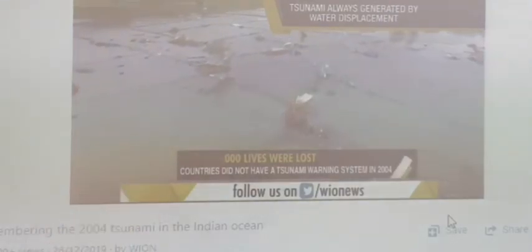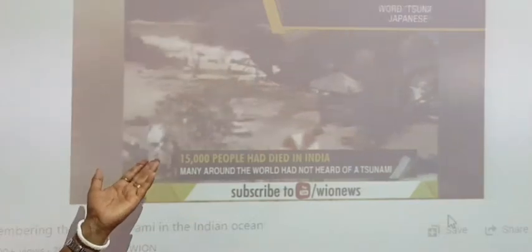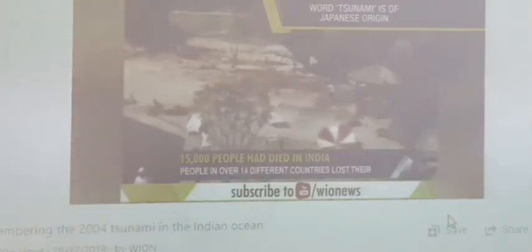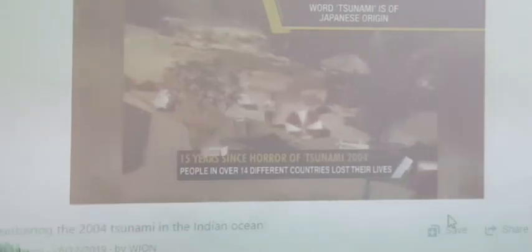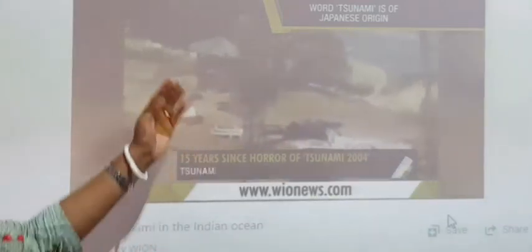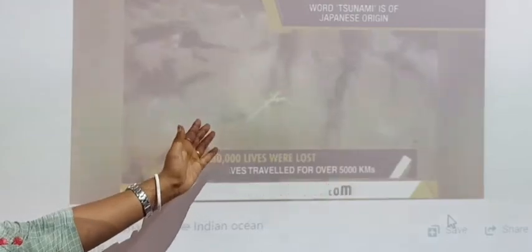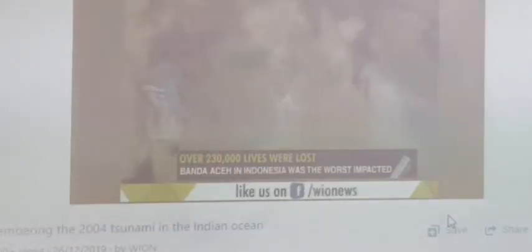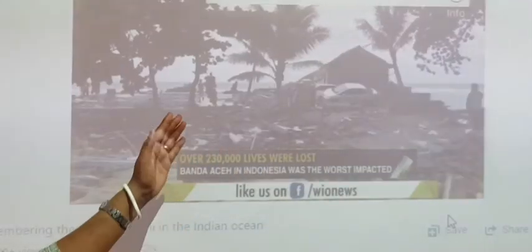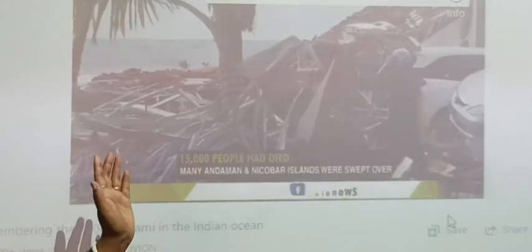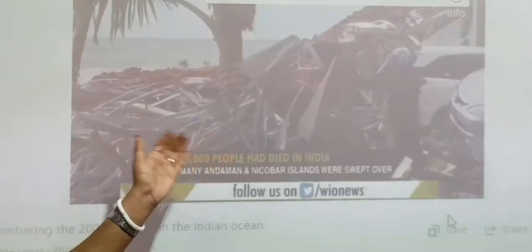You can see the destruction it caused to human beings and people. See, the waves are coming and people are running to save their lives. See, it has already entered. This is a resort near that beach. See, everything is washed away. And this is after the tsunami, the destruction pictures you can see here.